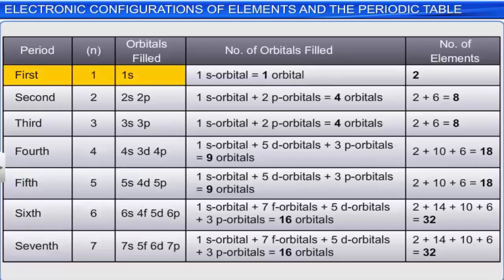In the second and third periods, 4 atomic orbitals can be filled, therefore the number of elements is 8. In the fourth and fifth periods, 9 orbitals can be filled, hence the number of elements is 18. And in the sixth and seventh periods, 16 orbitals can be filled, and hence the number of elements is 32.